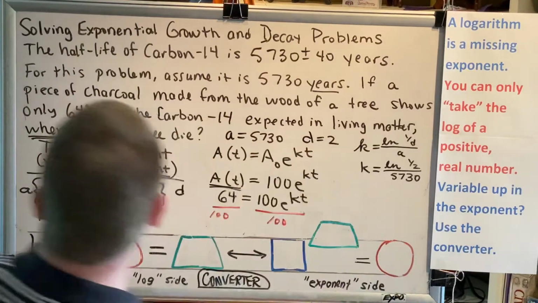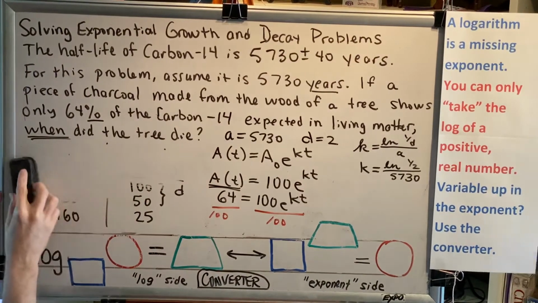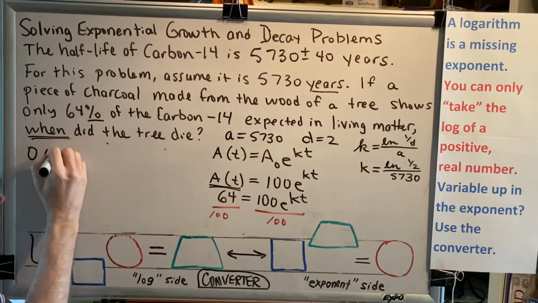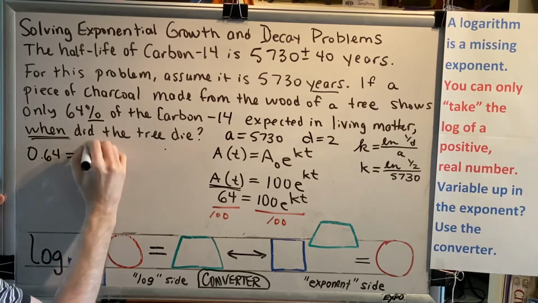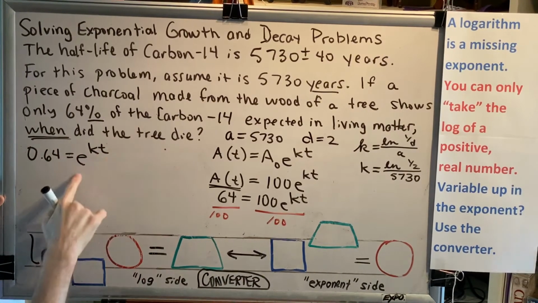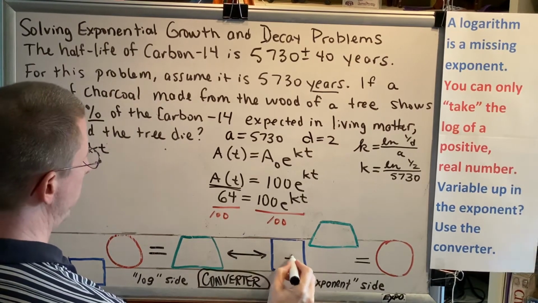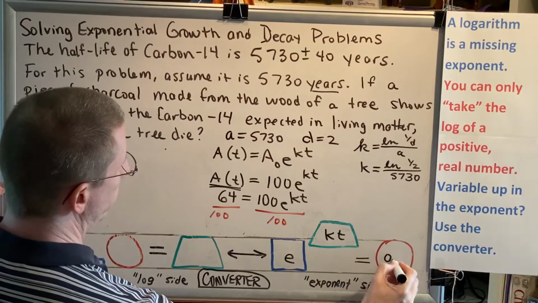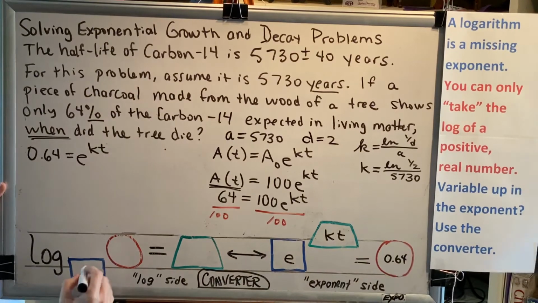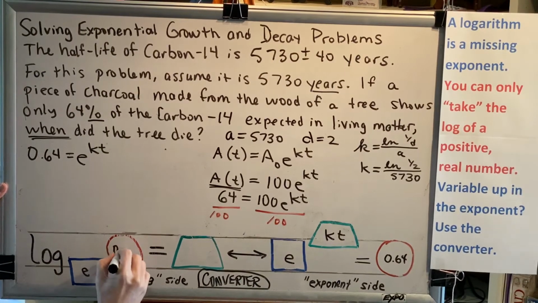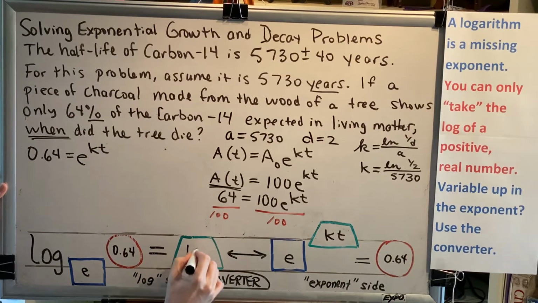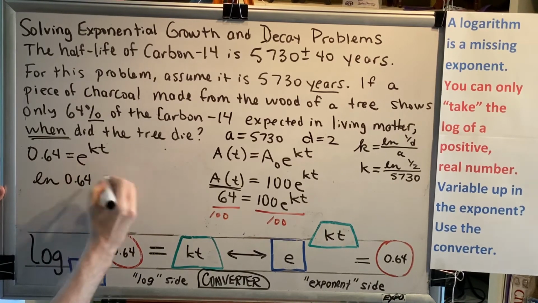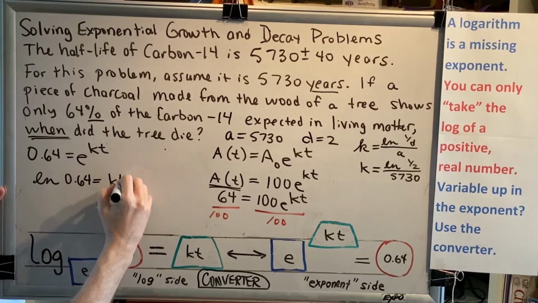And I'm out of room, so I'm going to clear some space over here. So then we're going to have 0.64 equals e to the kt. We've got base, exponent, and argument. Let's put it in our converter. Base is e, exponent is kt, argument is 0.64. All right, matching up the colors and shapes on the other side, we get log base e of 0.64 equals kt. And log base e is a natural log. So the natural log of 0.64 is equal to kt.